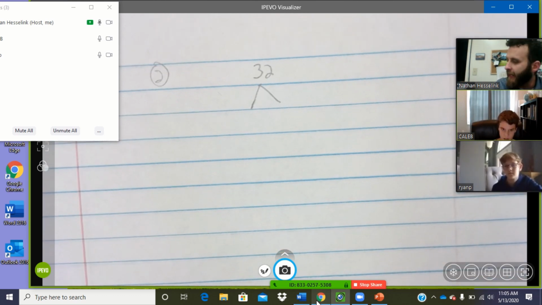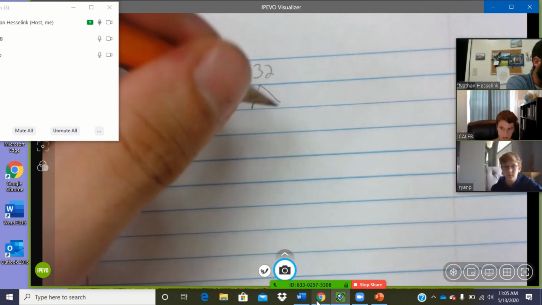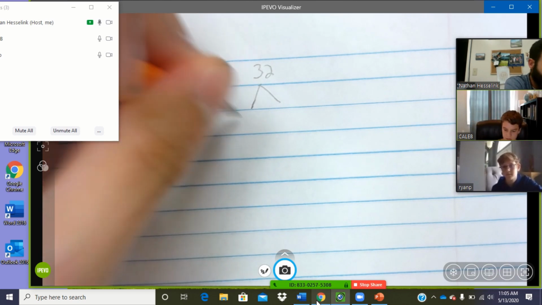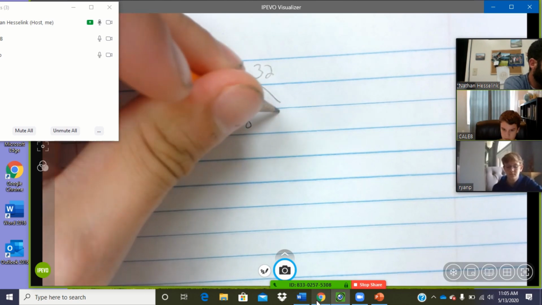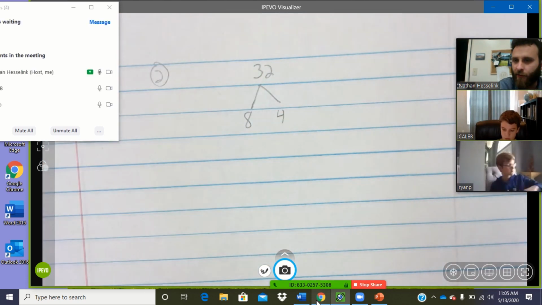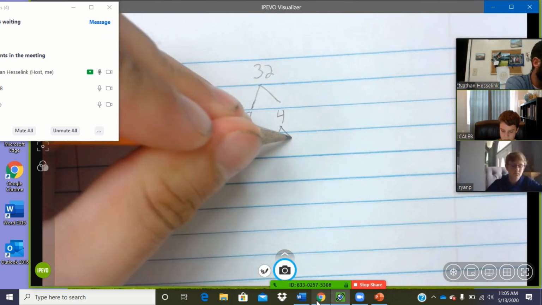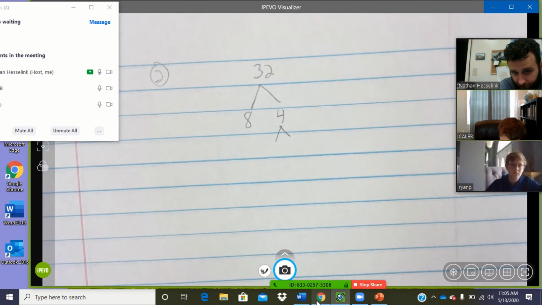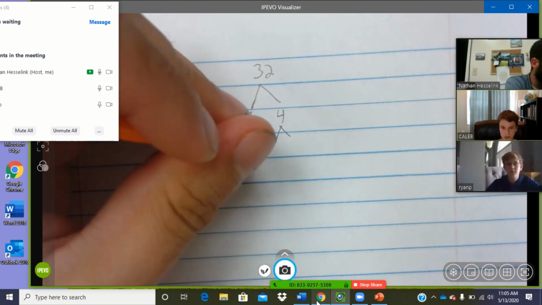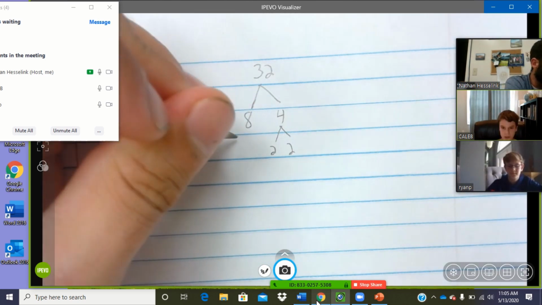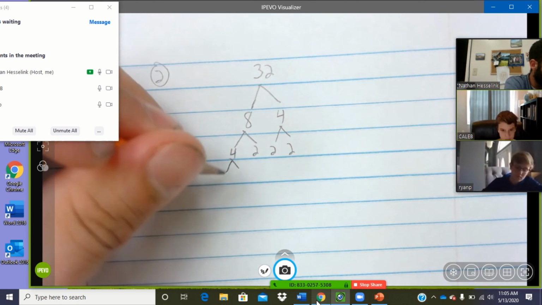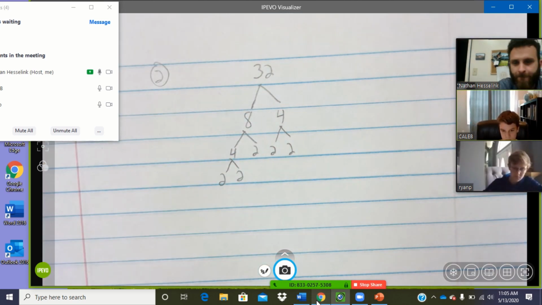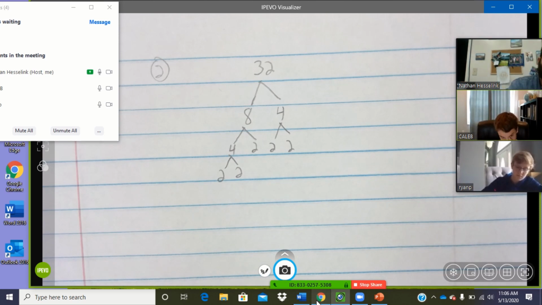So we need to break down 32. You can choose either 16 and 2 or 8 and 4. I'm going to choose 8 and 4 because 8 times 4 is 32. We need to get it down to prime numbers. So what times what is 4? 2 times 2 is 4, and then 4 times 2 is 8. 4 can be broken down further to 2 times 2. Now we have all prime numbers left.